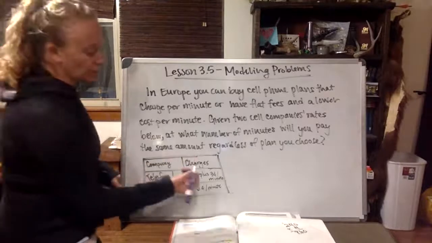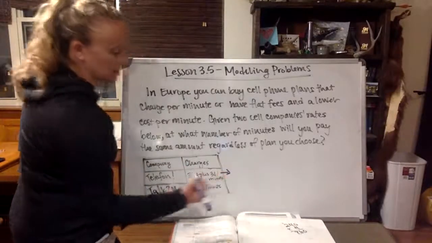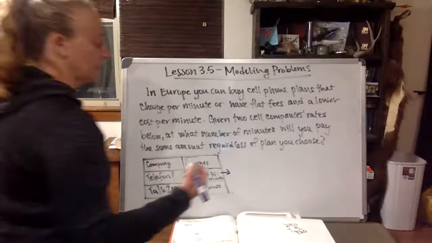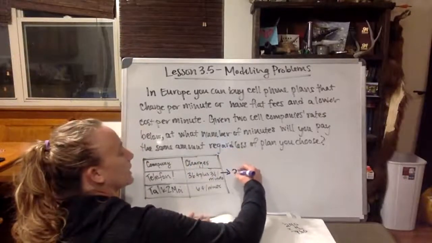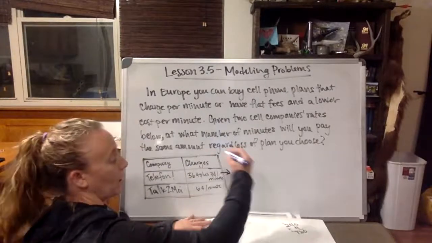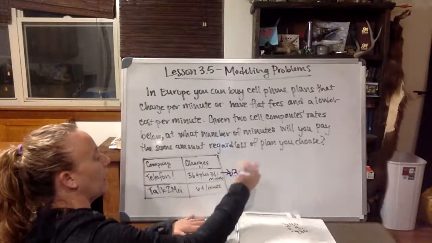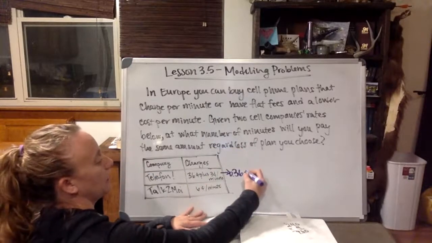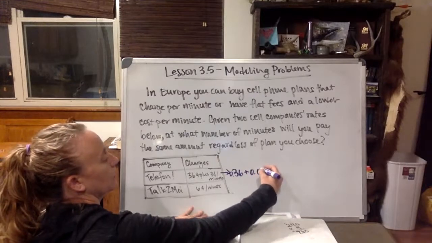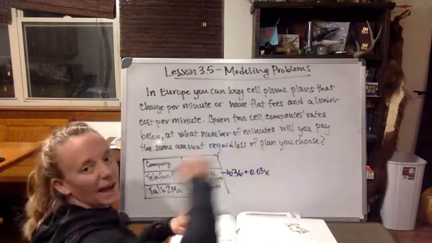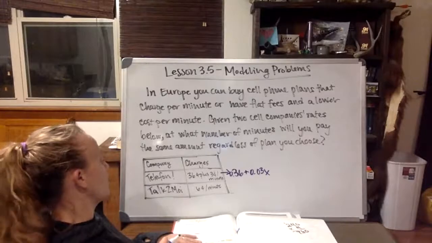So for this first one, I'm going to write a little equation just to describe this. We have 36 cents that I'm going to be charged no matter what, so I'm going to write 0.36. And then I am being charged 3 cents a minute, so plus 0.03 times x. X is going to be my number of minutes.